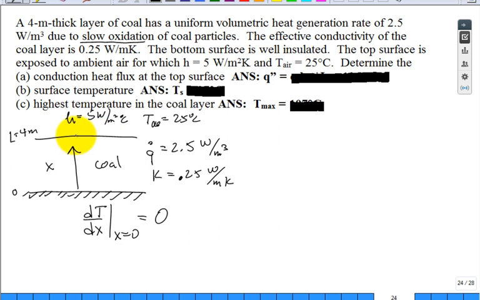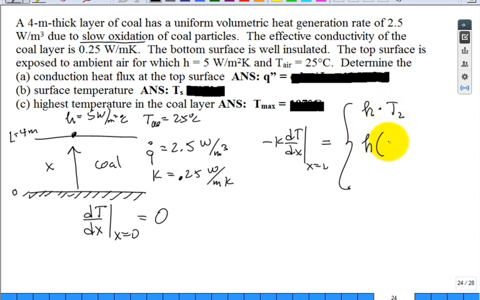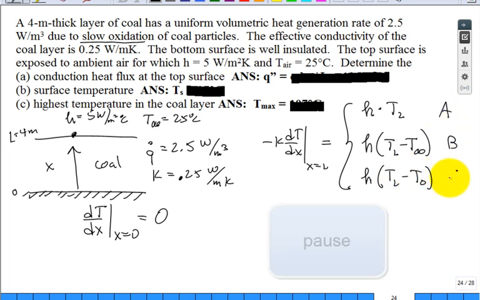Okay, what is the boundary condition at the top right there? So I'm going to call that at x equal to L is minus K dT/dx at x equal to L. Is that equal to, I'm going to give you some answers, h times T at L, h times T at L minus T infinity, or h times T at L minus T naught? Answer A, B, or C.